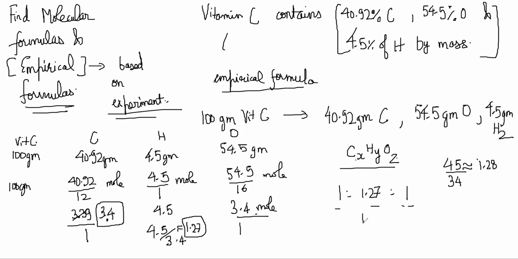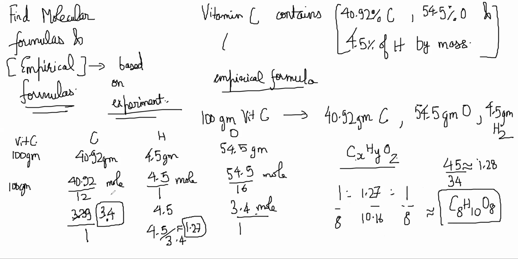It will become 10.16 or something if you multiply by 8, right? So that is quite close to an integer. So I'll multiply by 8. Right. So my empirical formula, because I have done many of the calculations approximately in my head, you can use a calculator and do it, then it will be more accurate. My empirical formula is C8H10O8.